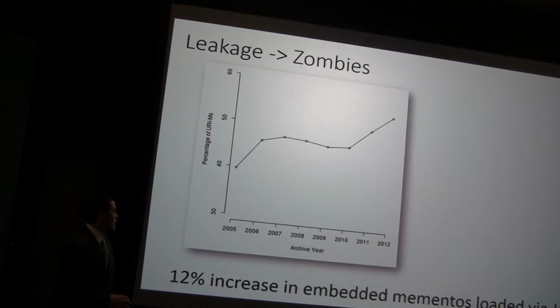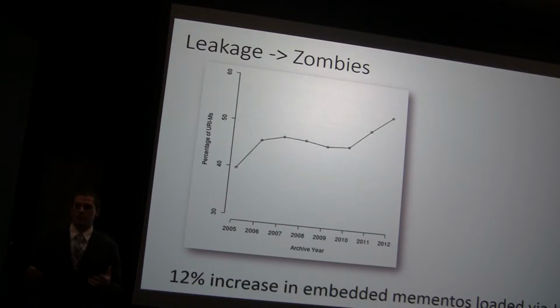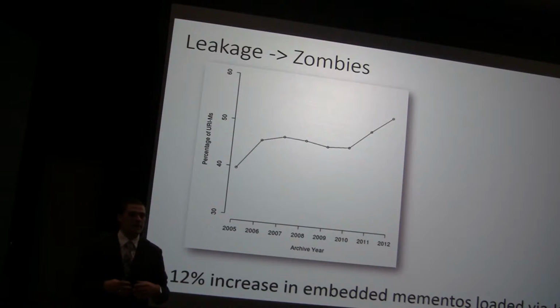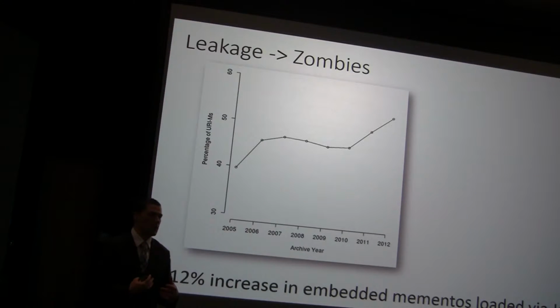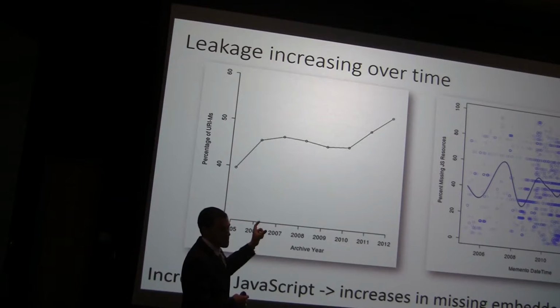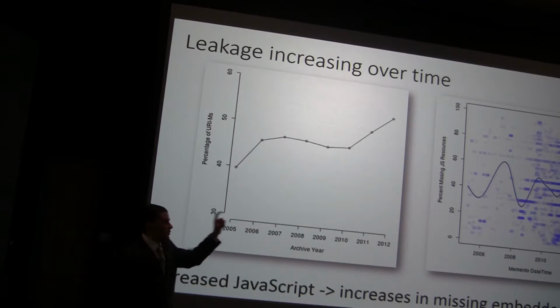And what we did next was we sampled from 2005 to 2012, at the time of the study, the mementos of our 2,000 URI-Rs and identified which of them were using JavaScript to try and pull in embedded resources. And what we saw was from 2005 to 2012, a 12% jump in the number of mementos that were using JavaScript to load embedded resources. And as I mentioned before, we understand that JavaScript leads to potential for leakage. We actually see a correlation between the increased adoption of JavaScript to load embedded resources and missing embedded resources over time in this collection.